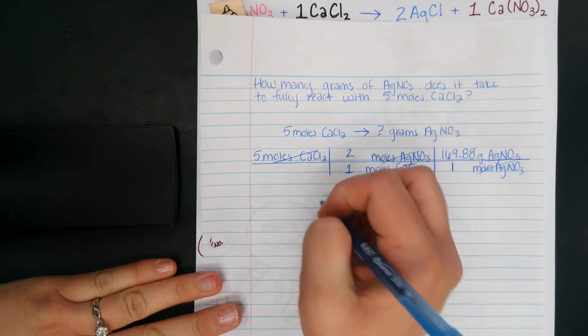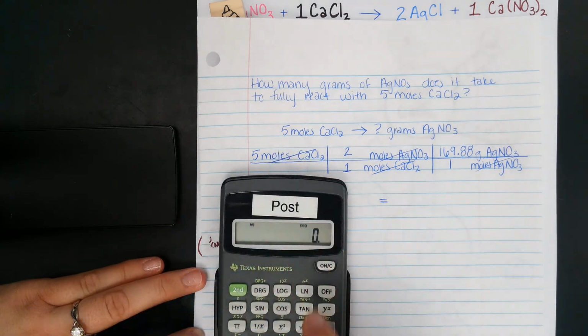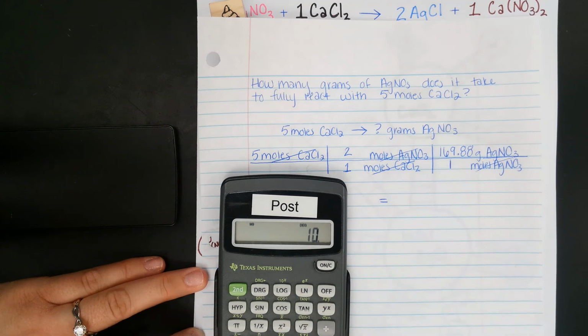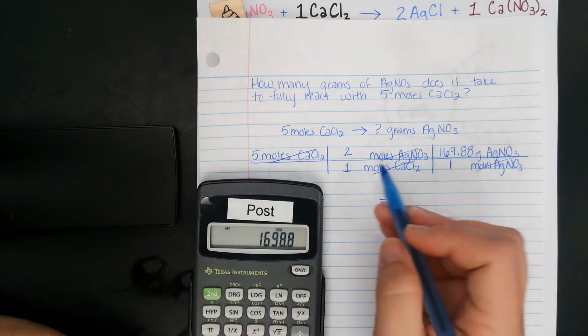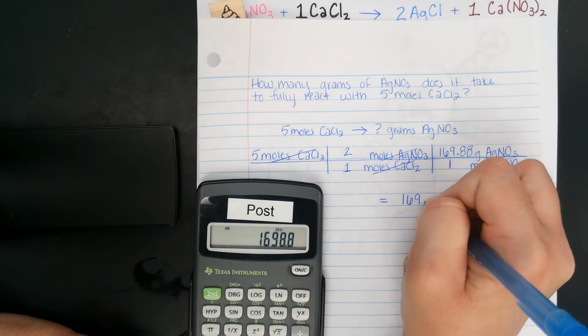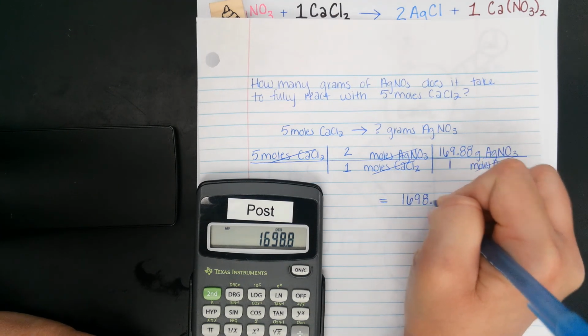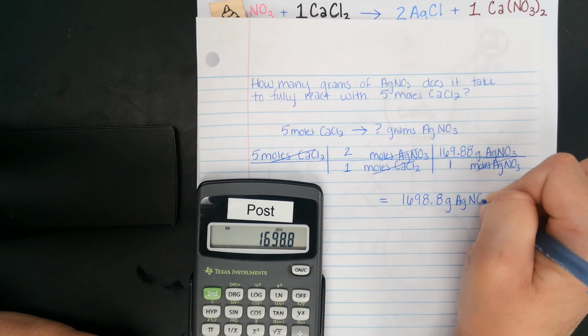So when we plug this into our calculator, we're going to do 5 moles times 2 times 169.88 divided by 1. We get 169.8 grams of silver nitrate.